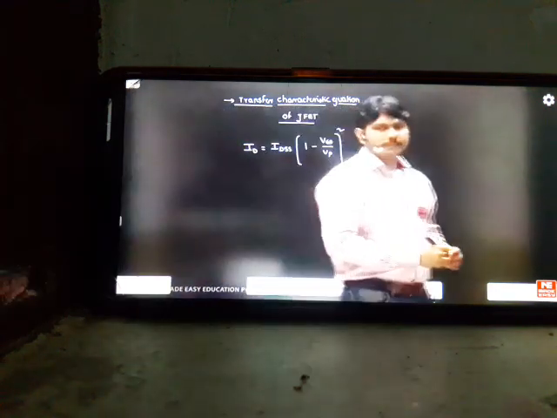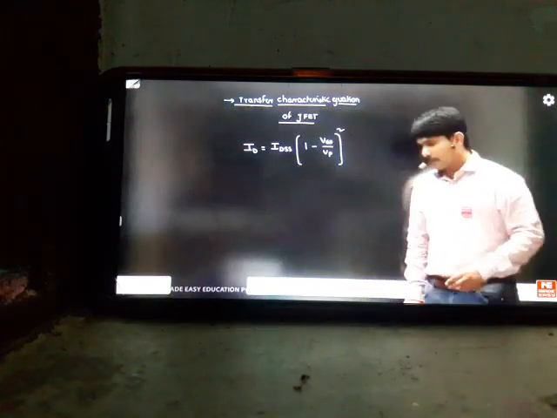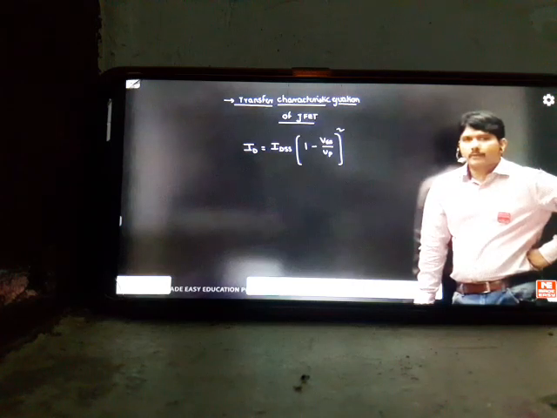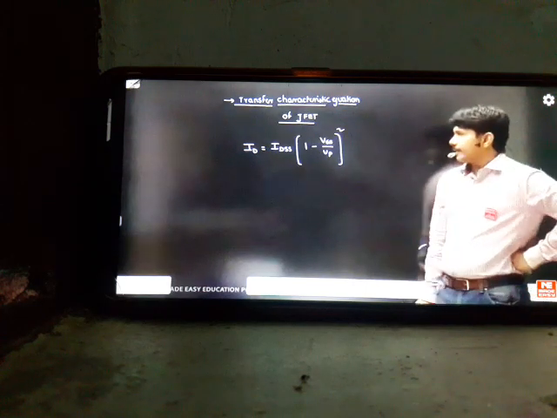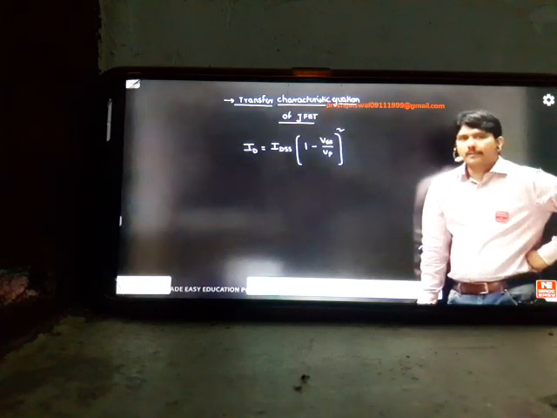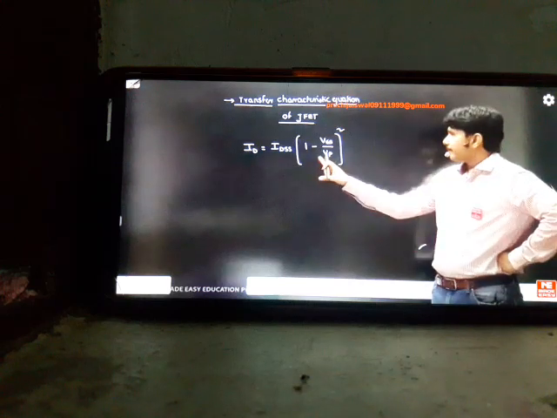We should not forget this equation because the total analog game will be with this simple equation. So ID is equal to IDSS into (1 minus VGS by VP) whole square. What it is defining is your transfer characteristic graph. You have seen the graph looks like a parabola. It's decreasing like a parabola because it's a parabola equation.